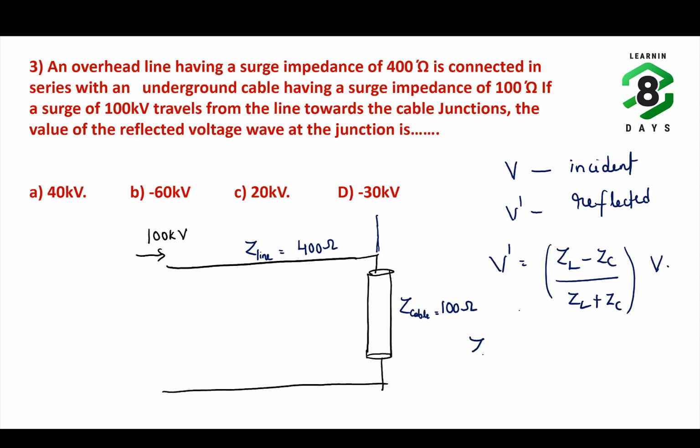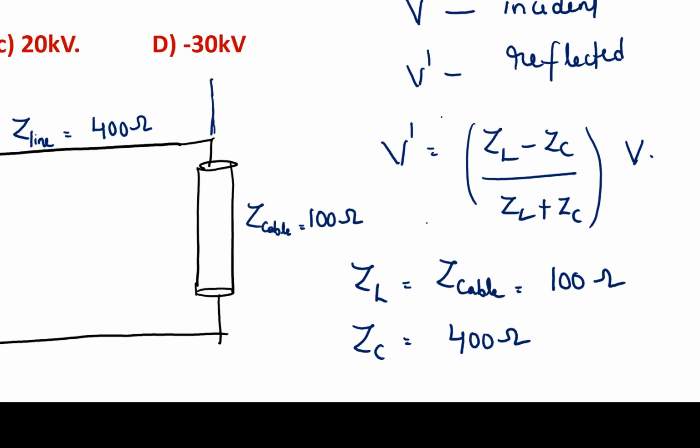So in this case, what it will become? ZL is equals to Z cable. This value is 100 ohm. Now, what is ZC? ZC is the characteristic impedance of the overhead line, which in this case is 400 ohm. I am reiterating the fact. Here in this formula, ZL is the impedance with which the overhead line is terminated. In this case, the overhead line is terminated with an underground cable whose impedance value is 100 ohm. So that's why ZL, that is equals to Z cable, is equals to 100 ohm, and ZC is the characteristic impedance of overhead line, which in this case is 400 ohm.